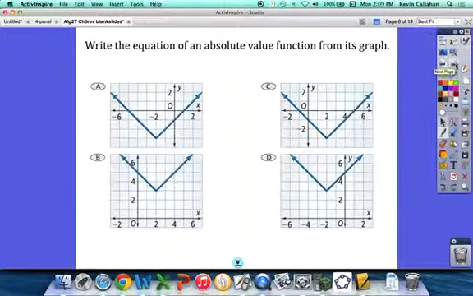Okay, write an equation of an absolute value function based on looking at a graph. So in this one, remember, absolute value equations look something like this. It means you've got a variable inside the absolute value. Okay, the question is, how do you shift that V by adding or subtracting numbers inside the absolute value and after the absolute value?